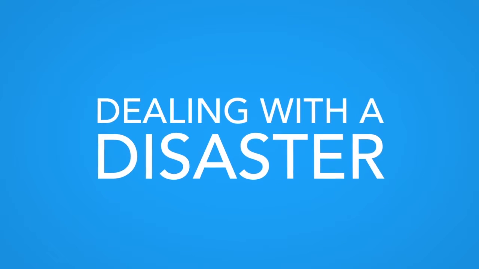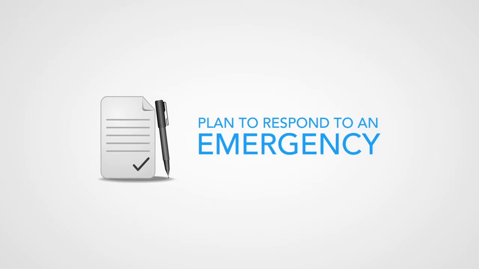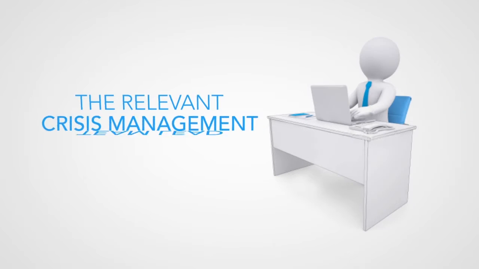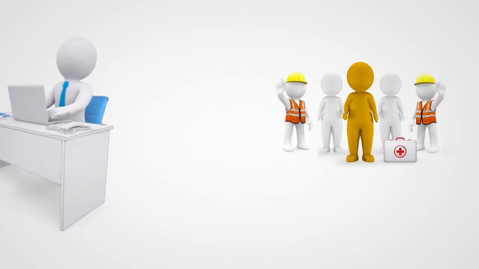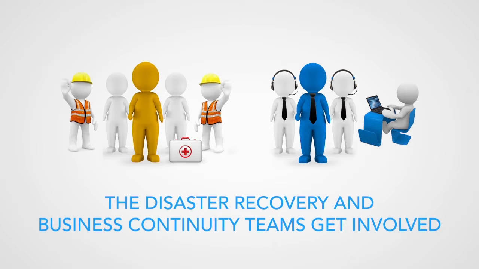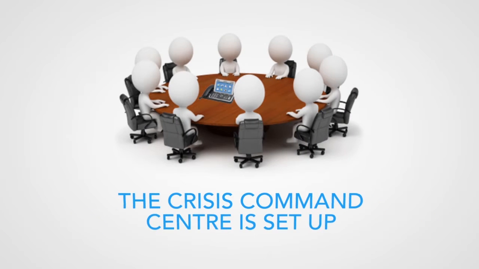Dealing with a disaster. In a disaster scenario, the business continuity plan will be put into immediate effect. The crisis management team lead will take immediate charge of the situation. He will then get the disaster recovery and business continuity teams involved. The Crisis Command Center will now be set up.